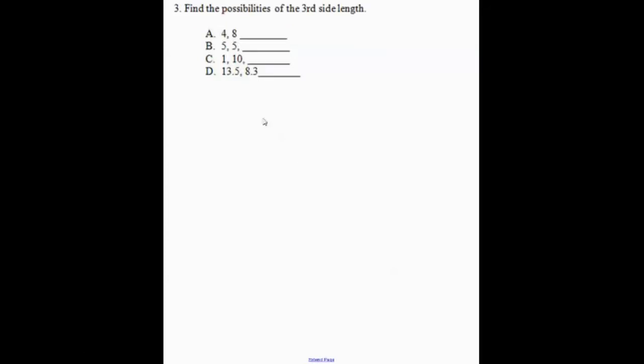Moving on. Find the possibility of third side length. I'm only going to do one of these. And basically, all I do is I add these two up. I did an example just a little bit. It has to be greater than x. Okay? And that means 12 is greater than x, or x is less than 12.